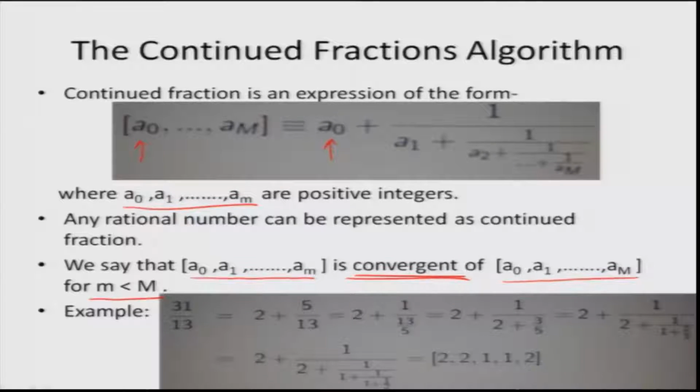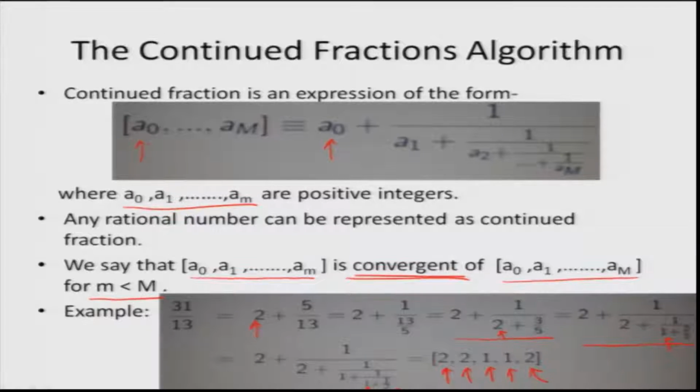So, we can have an example here. For example, if you have the number 31 by 13, you can write it down in the form of a continued fraction. Basically, 31 by 13 can be written as 2 plus 5 by 13, or 2 plus 1 over 13 by 5, which is then equivalent to this form, and that can again be brought down to this form. Essentially what I am doing is bringing it down to a form where all the terms have similar forms. So, the first term is 2, the second term is also 2, the third term is 1, the fourth one is also 1, and finally we get the term 2.